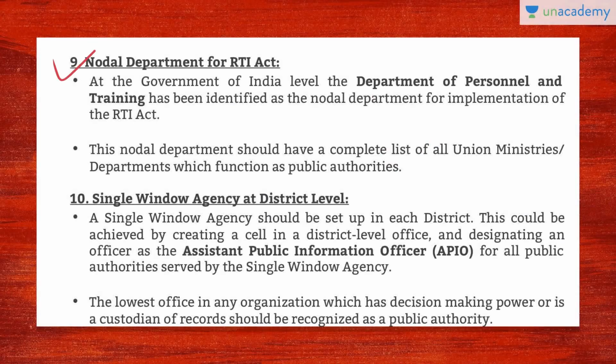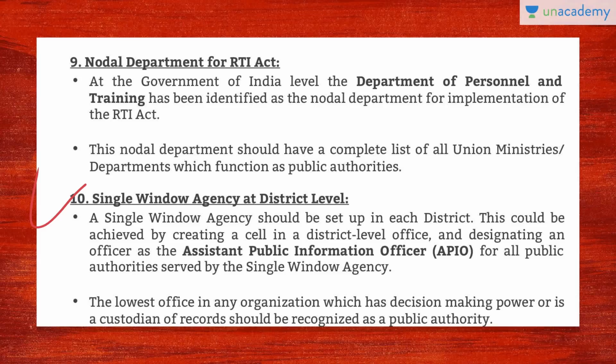So we need to have a nodal department for the RTI Act. What do you mean by this? Right now the Department of Personnel and Training is acting as the nodal department for implementation of RTI. And this should have a complete list of all the union ministries and departments which function as public authorities, because citizens can ask for information from any ministry and every ministry should be able to provide that kind of information to the citizens. So at the Government of India level, the Department of Personnel and Training is the nodal department and they should have the complete list. This is an important point. Try to remember these things. See, these are written by government people, by law ministers and all these people. You can't know more than them, at least at this stage, maybe later on.